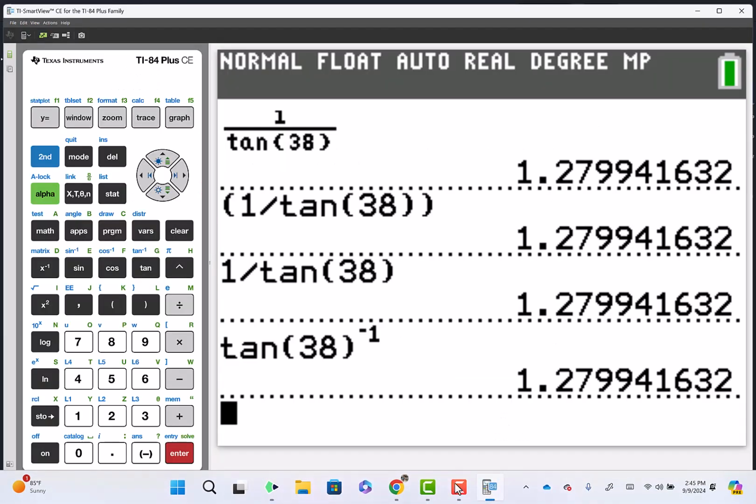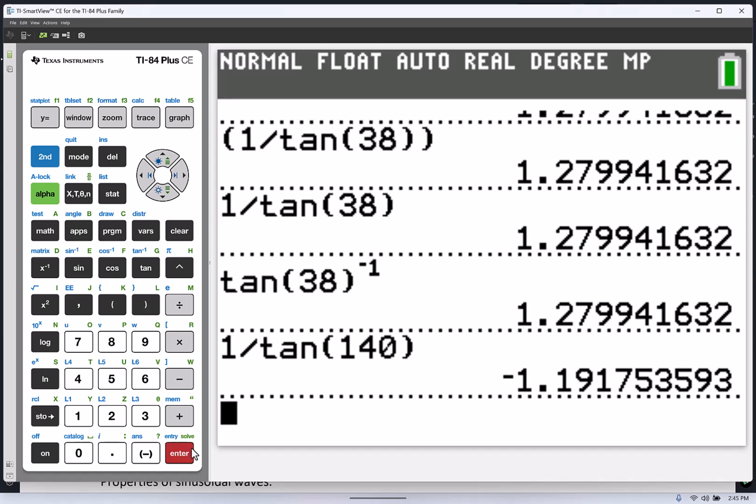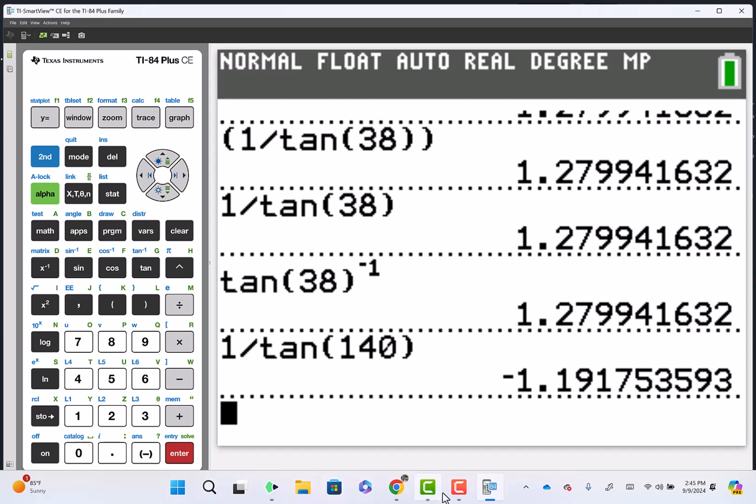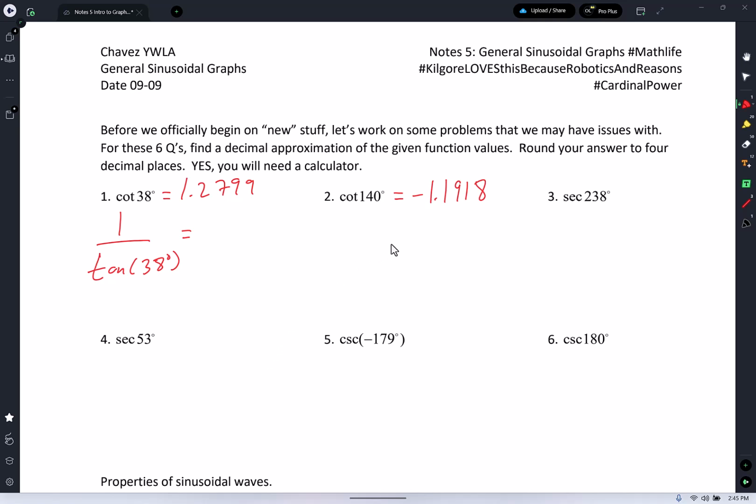So I'm going to go 1 divided by tan of 140. And I got negative 1.1917 or 1918 if I round it. So negative 1.1918. So let me write that down. Negative 1.1918. Always at least 3 decimals after the decimal, but the more the better.